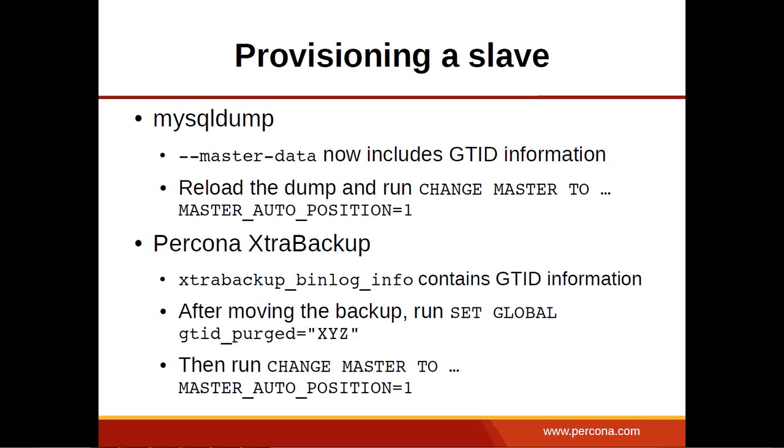For xtrabackup, you can look at this file, xtrabackup_binlog_info, and extract the GTID information in there. After you have moved and restored the backup, you can run SET GLOBAL gtid_purged equal to the GTID you saw in xtrabackup_binlog_info, and then run CHANGE MASTER TO with MASTER_AUTO_POSITION equals 1. So there's nothing really difficult here.